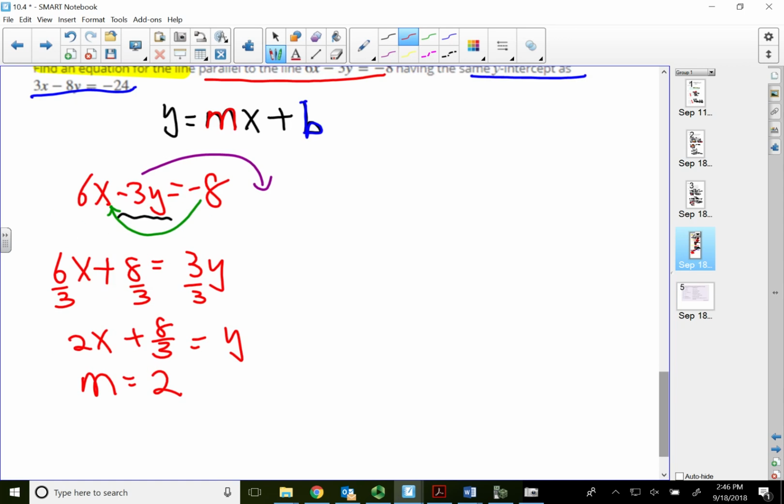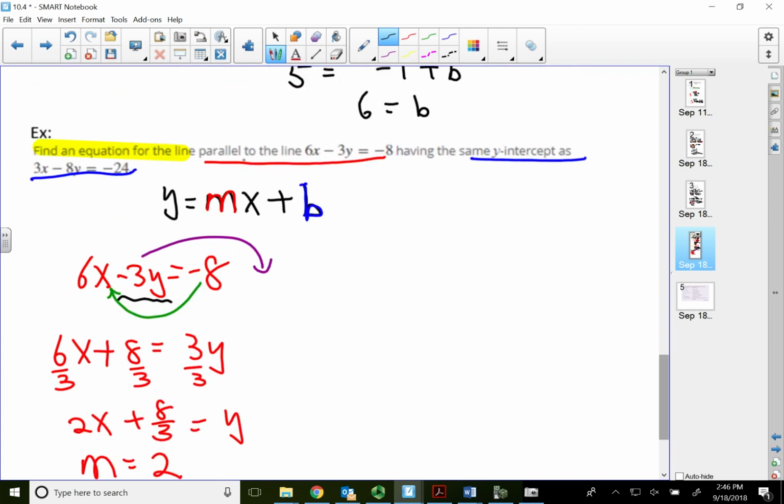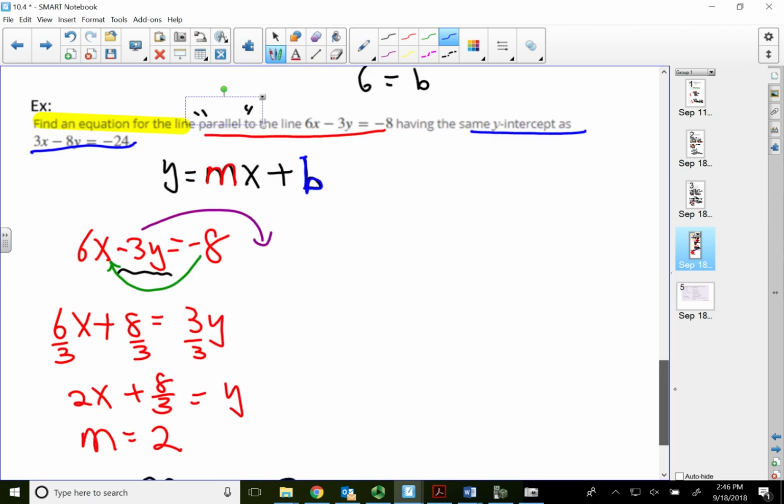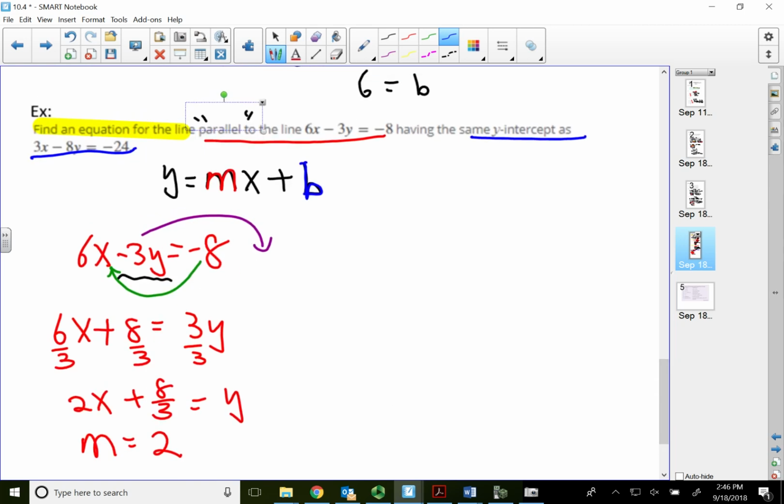So the slope for my line will also be 2. Why? Because we're parallel. That's the key. All right, now for my line, I need another point, and for this point they want to use the y-intercept. My line has the same y-intercept as the line 3x minus 8y equals negative 24.